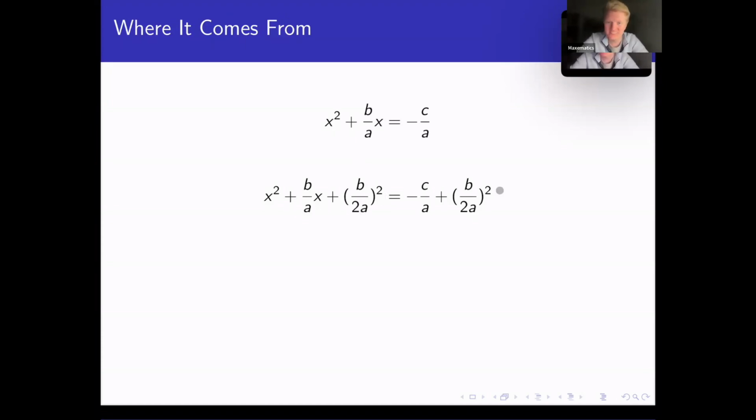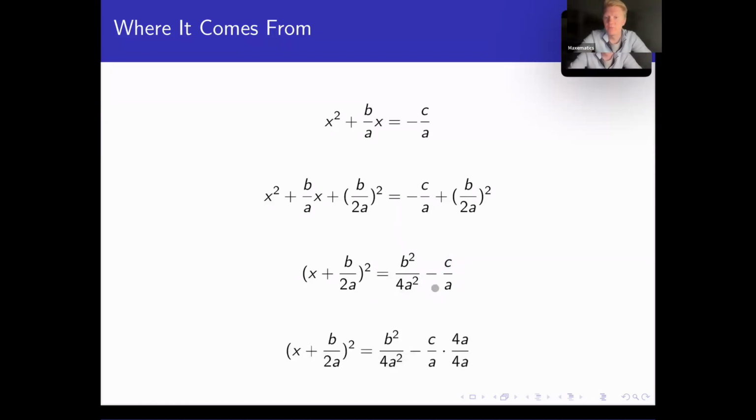Yeah, it's already pretty messy. Now, left side is very nice. That factors to just x plus b over 2a squared. And now here, let's rearrange terms. Let's put b squared over 4a squared minus c over a. So I distributed the 2. I squared everything. B squared, 2 squared is 4. A squared is a squared. And just rearrange terms so that the minus would be to the right.